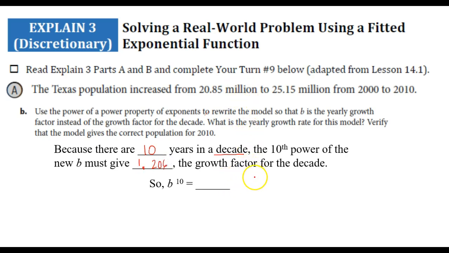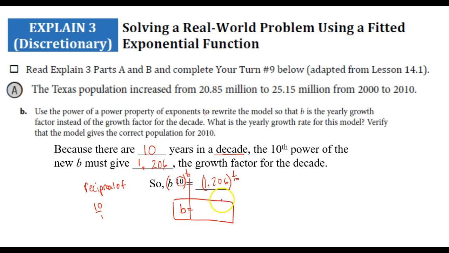for the whole decade. So what we're going to do is we're going to go ahead and solve b to the 10th power equals 1.206. Now the reason why we're putting to the 10th power, because remember there's 10 years in a decade. Let's go ahead and figure that out. So let's go ahead and solve for b. So here if I have to the 10th power, what is the reciprocal of 10 over 1? 1 over 10.